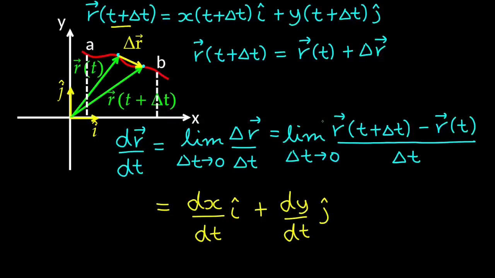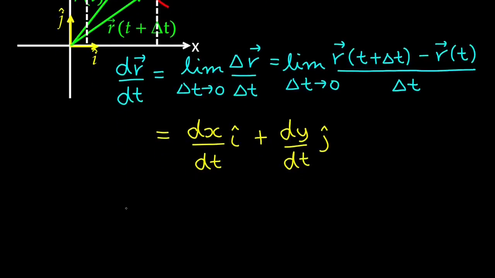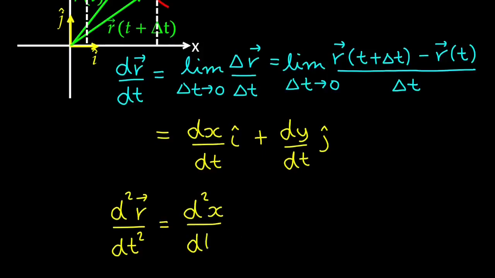And now if you differentiate this first derivative, you'd obtain a second derivative in the following form. And note that when we differentiate, the unit vectors i and j do not change magnitude or direction, so they just remain constant.